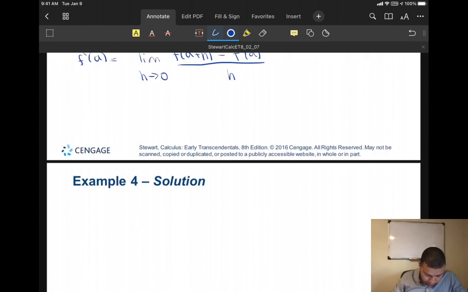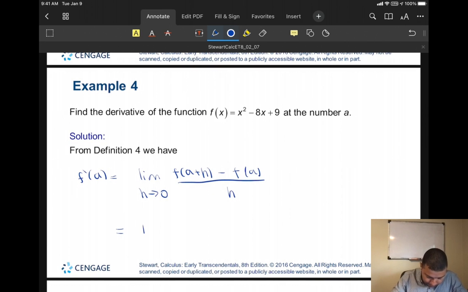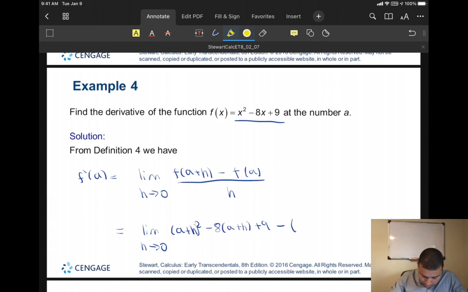Let me see if I have more pages already. So this will be the limit as h goes to 0. I plug in a plus h in this expression, so it's a plus h squared minus 8 times a plus h plus 9 minus, now plug in a into this. Be careful that this minus sign right here has got to apply to the entire f of a, by adding it in parentheses. So be careful with that, okay? And all that divided by h.